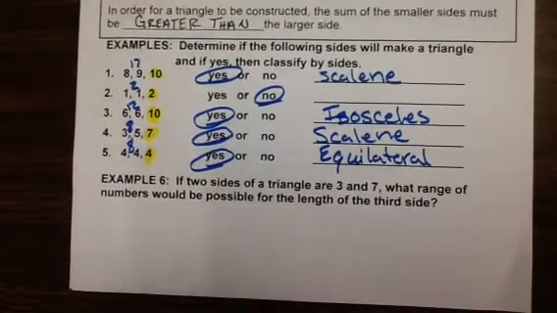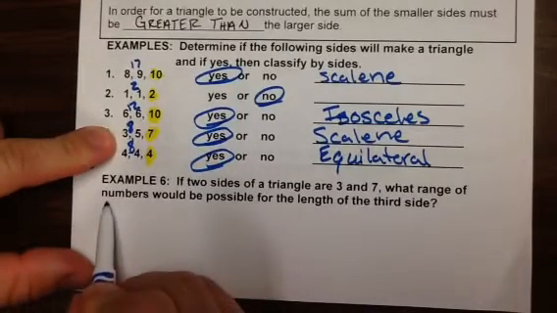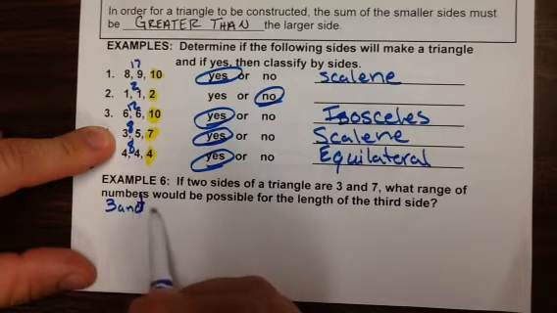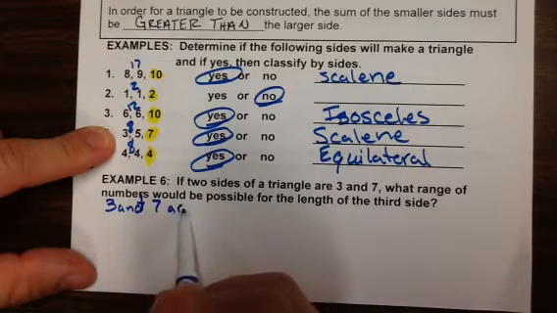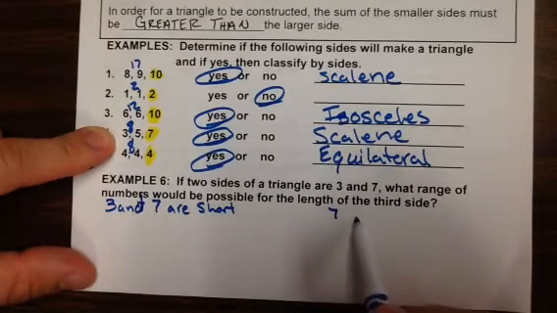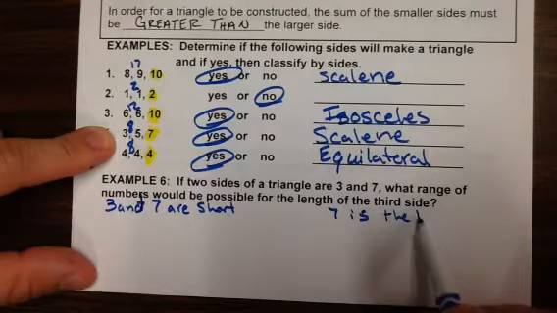Look at example 6. The sides of a triangle are 3 and 7. What range of numbers could be possible lengths of the third side? Well, there's 2 options. We can say that 3 and 7 are the short sides, or we could say that 7 is the longest side.